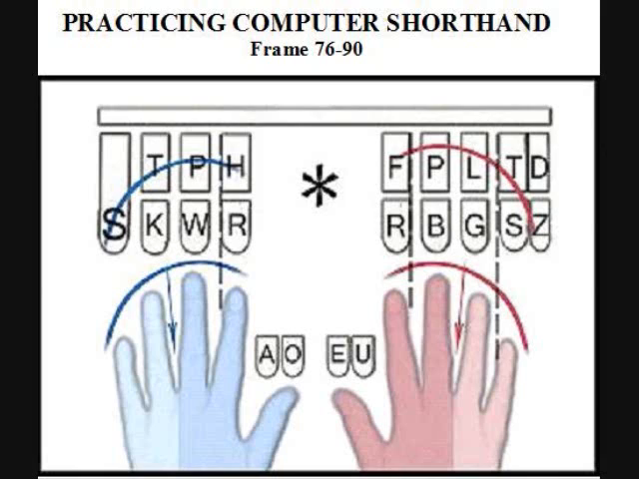Okay, this completes the 6th dictation tape for practicing computer shorthand. Practice hard and keep those fingers flying.